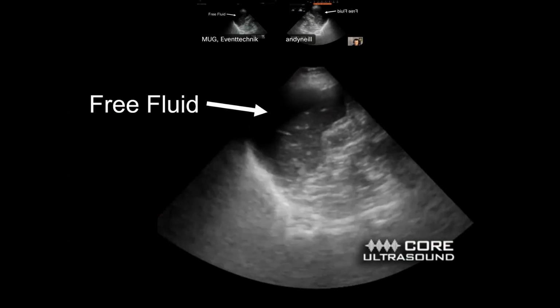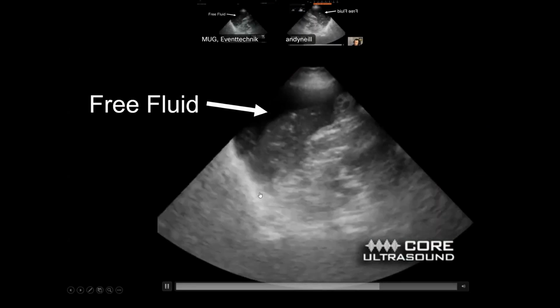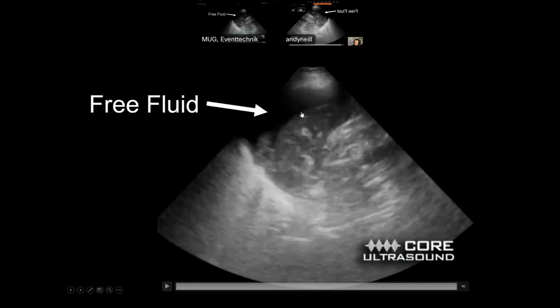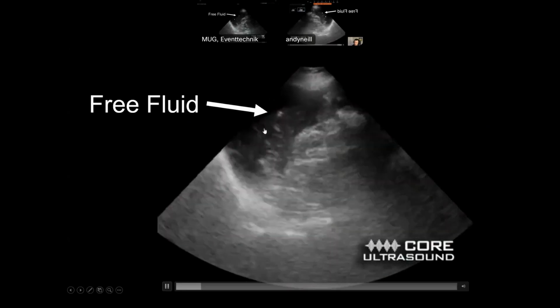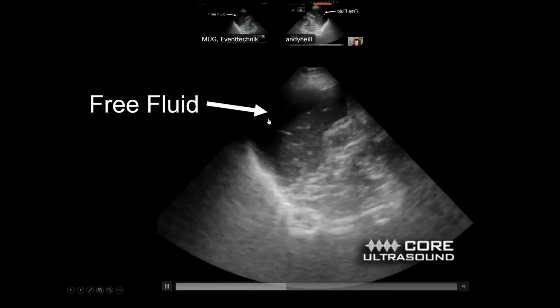Here's another example, left upper quadrant. Here we have the diaphragm just there. Here we have the spleen. And then between spleen and diaphragm, lots and lots of free fluid.